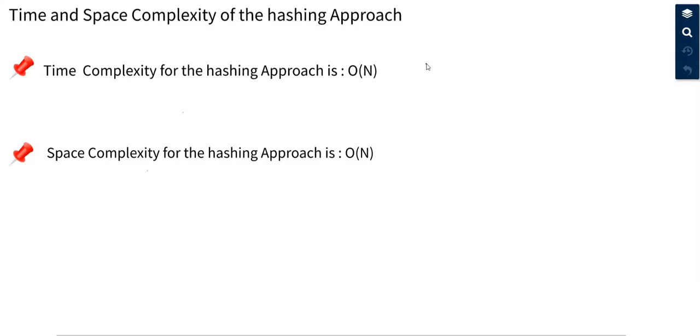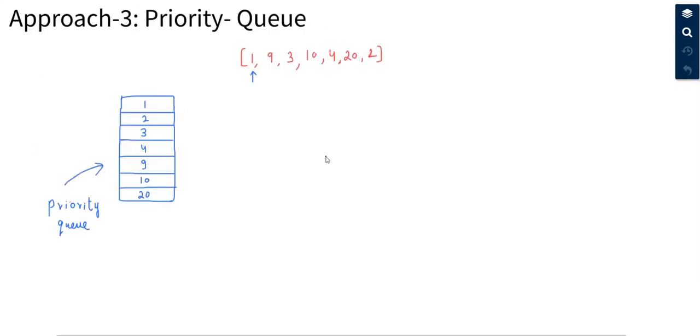Let's see another approach to solve this problem. Okay, so let's solve this problem using a priority queue. What a priority queue does is it stores the elements of the array in ascending order. So this is the priority queue. I have inserted all the elements of the array into this priority queue. This approach is very similar to the sorting approach. In that case, we had to sort the array, while in this case, we get the sorted array in this priority queue and we start iterating over the priority queue.